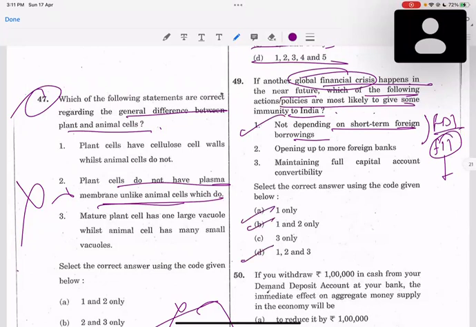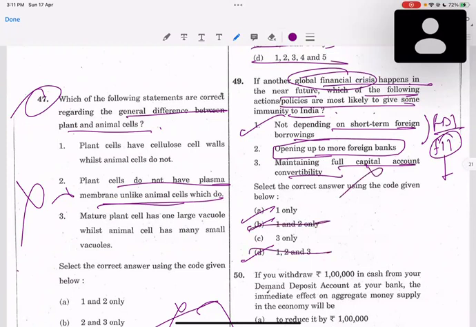One of these. Right? Opening up to more foreign banks. No. This may or may not help us in tackling global financial crisis. It may not. So this could not be the answer. Maintaining full capital account convertibility, no. This is definitely wrong. Third option is also wrong.